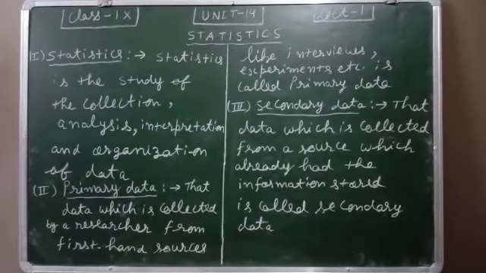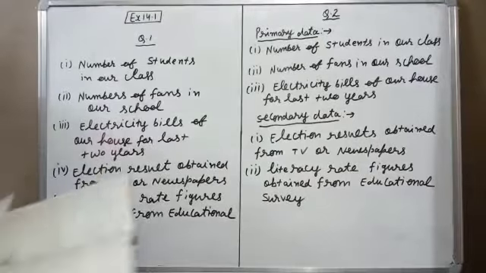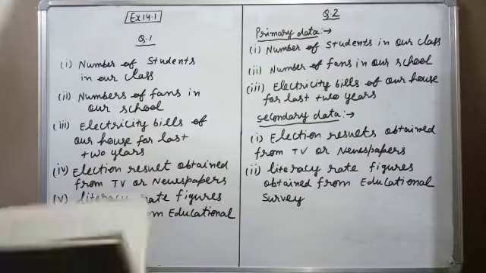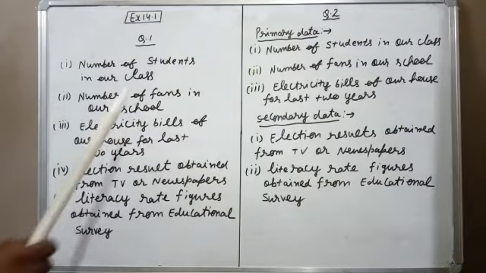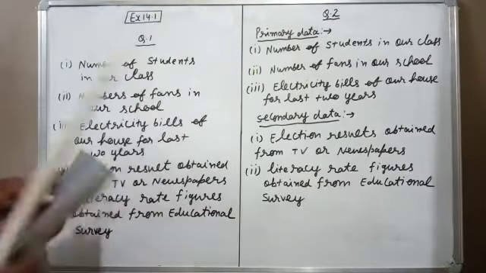Now let us go to the first exercise 14.1, a very small exercise, only two questions are there. So in this exercise we have only two questions. Question first, give 5 examples of data you can collect from day-to-day life. So I will take the help of the answer given in the book so that you feel comfortable.